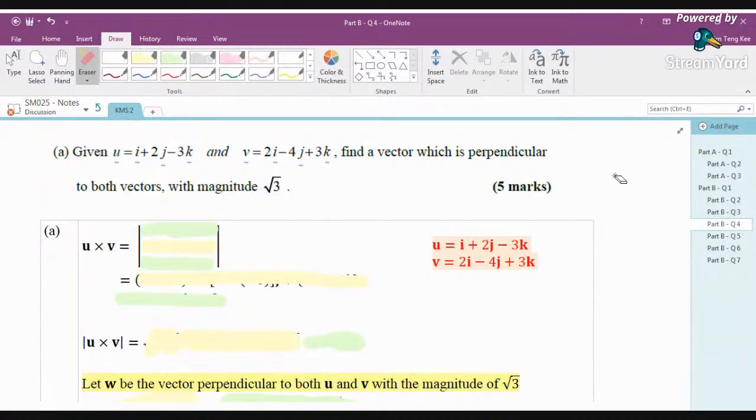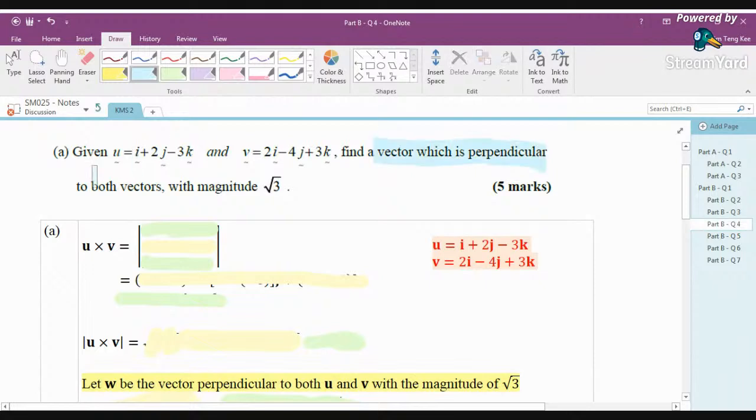You are given vector U and also vector V. Find a vector which is perpendicular to both vectors with a magnitude of 3. So in this question, please be careful. When you read this question, if I just want to find a vector which is perpendicular to both of them, it can be easily found by using vector U cross vector V, or the other way around, V cross U.